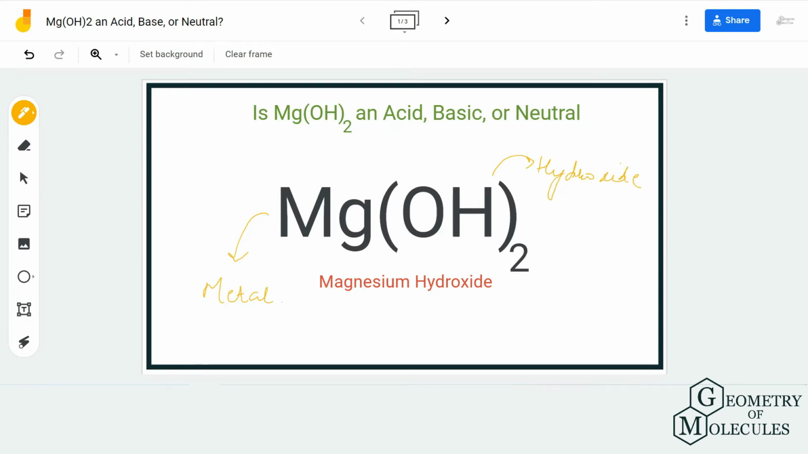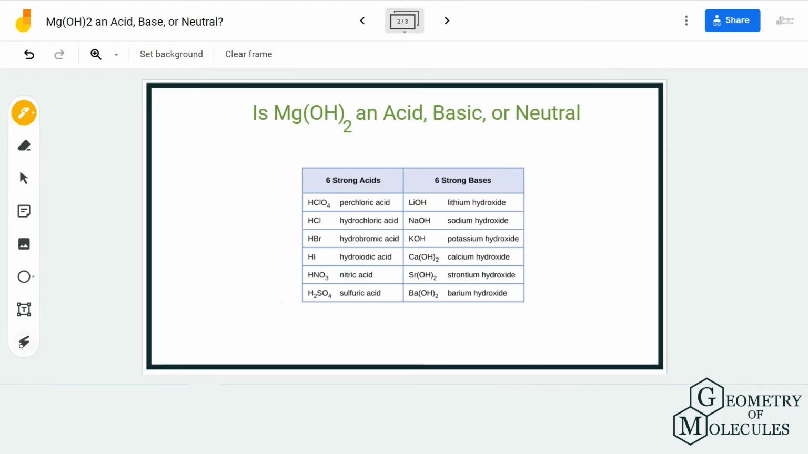Although we now know that this is a base, the next step is to determine if it is a weak base or a strong base, and you can easily do that by memorizing this table. This table can come really handy when you're appearing for those entrance exams. If you check out the list of strong bases over here, you'll not find Mg(OH)2. The reason is it is a weak base. It doesn't completely dissolve in water, and hence it is not considered a strong base.